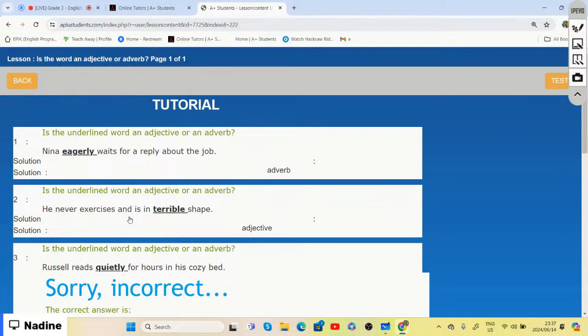Then it says, he never exercises and he is in terrible shape. Is that an adjective or an adverb? He never exercises and is in terrible shape.